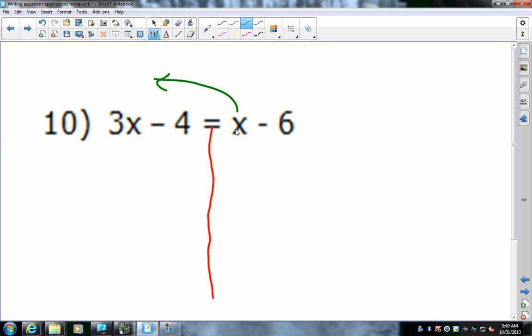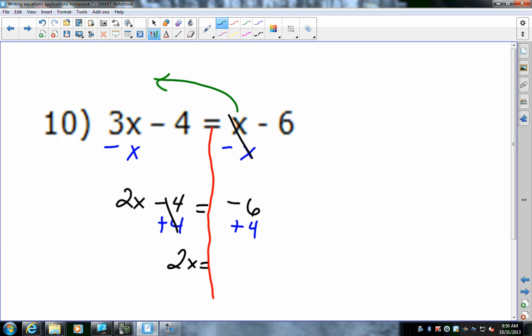So there's a positive x right here. You can't just put it to the other side. You have to do the opposite. So you have to subtract x from each side. 3x minus 1x. 2x minus 4 equals negative 6. Add 4. 2x equals negative 2. Divide by 2. X equals negative 1.